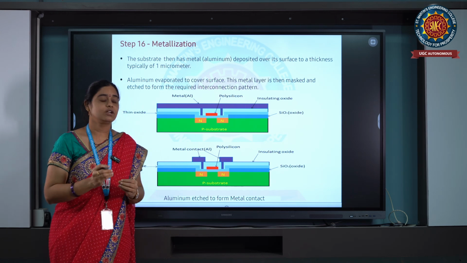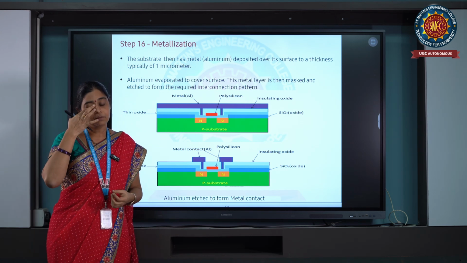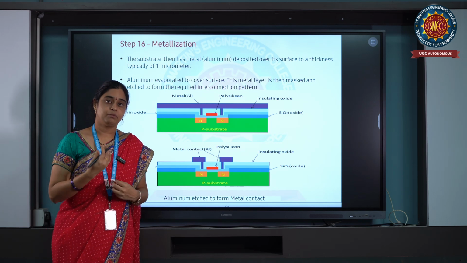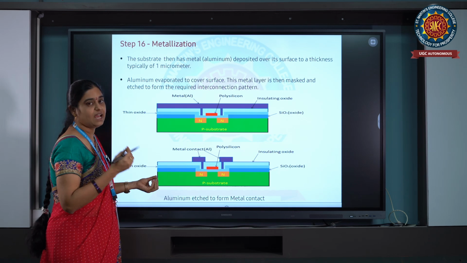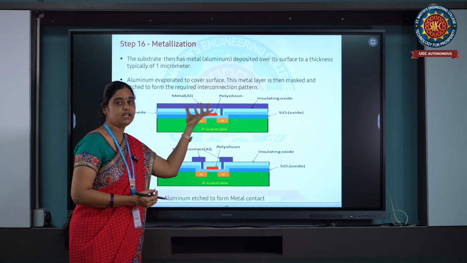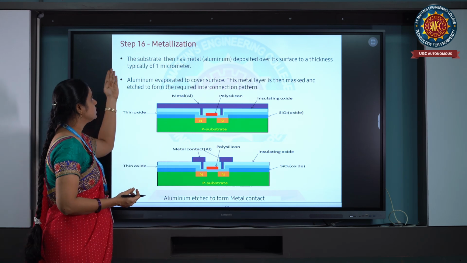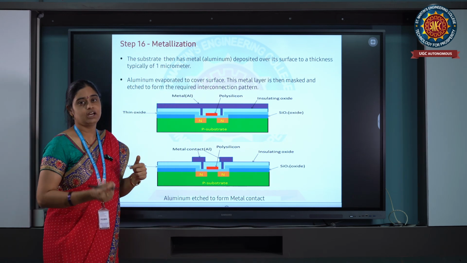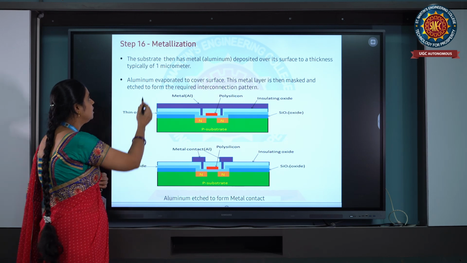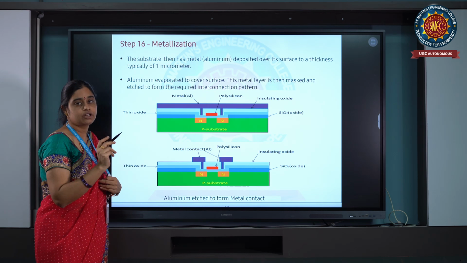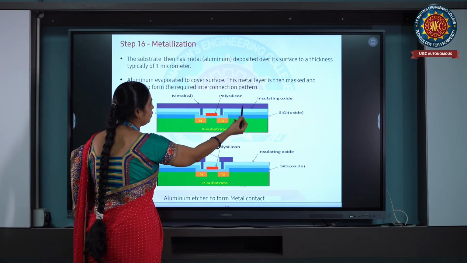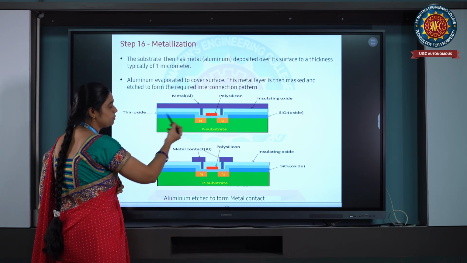We have to place metal contacts on these three terminals. For these metal contacts, we have done masking and etching previously. So masking and etching has left some small gap at the drain, source and gate. Now what we are doing is depositing aluminum over the complete surface of the substrate with a thickness of 1 micrometer. It should be only 1 micrometer. So this 1 micrometer aluminum contact is placed on the surface.